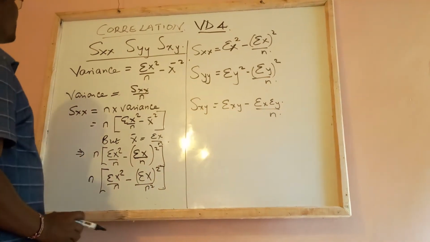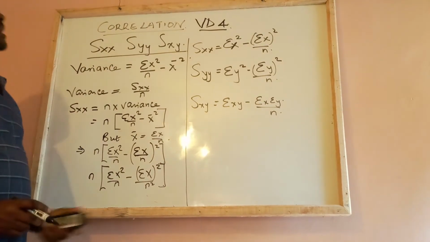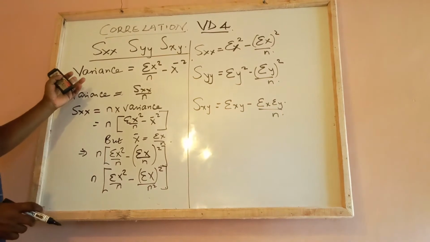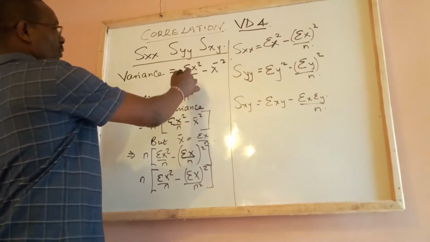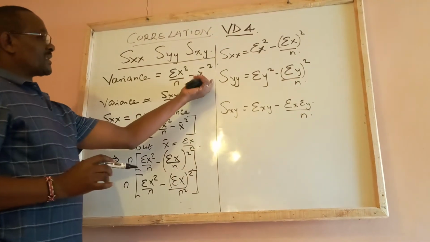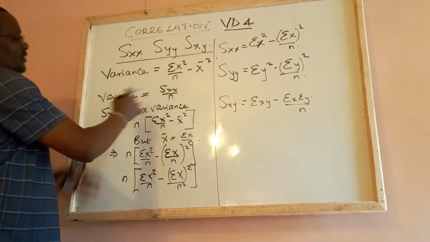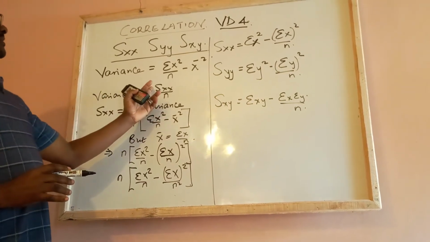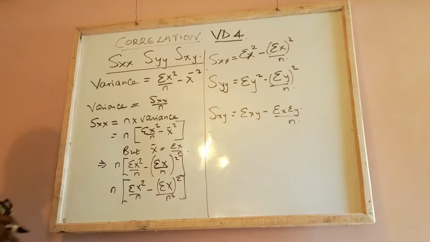There is an easier way of calculating Sxx, Syy, and Sxy. In chapter 3, we learned that the variance can be given by sigma x squared over n minus x bar squared, which is basically the mean squared. Having brought this knowledge here, we can understand that the variance is going to be given by Sxx over n.